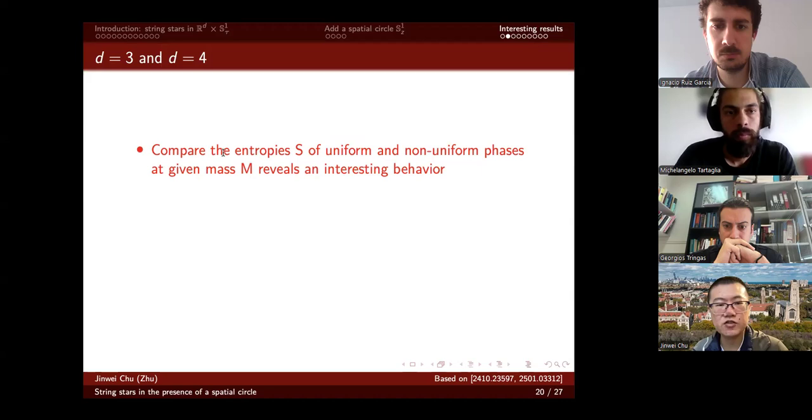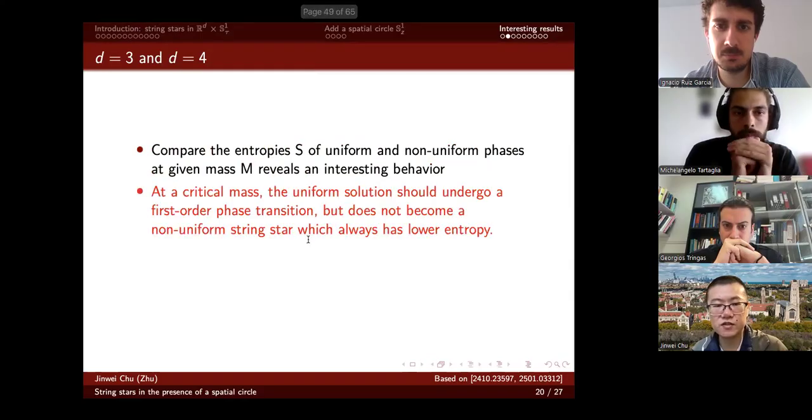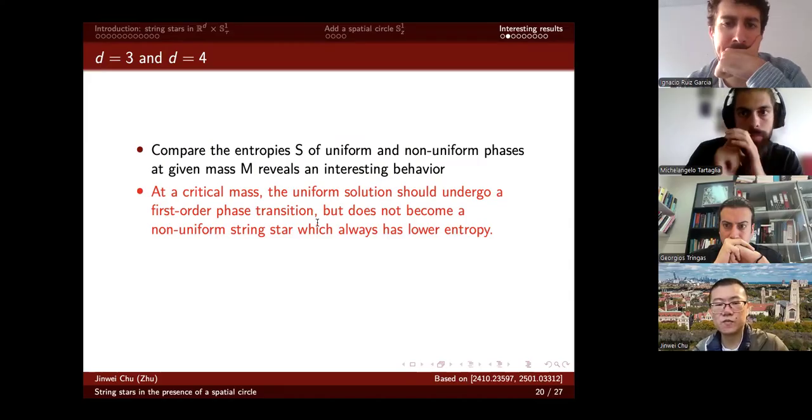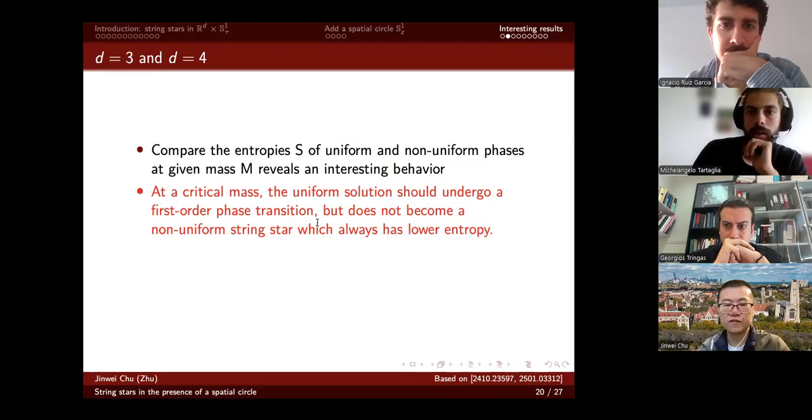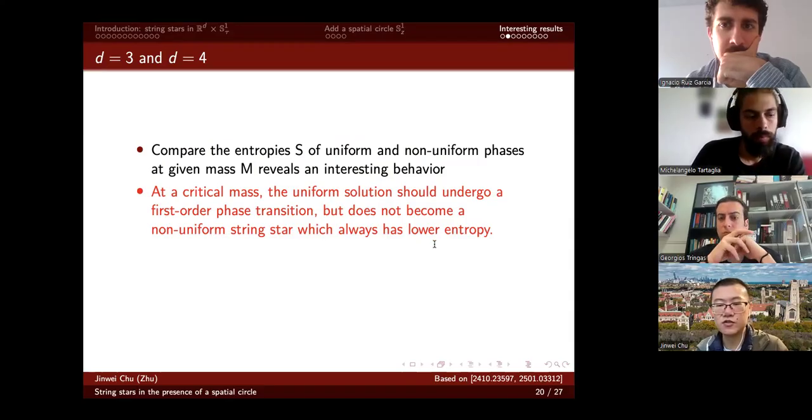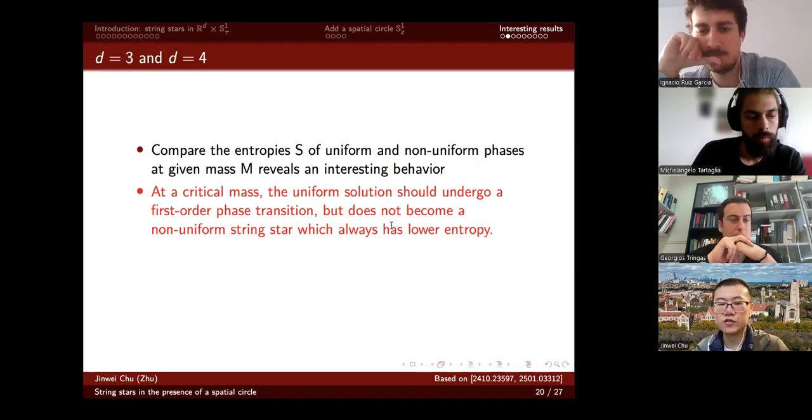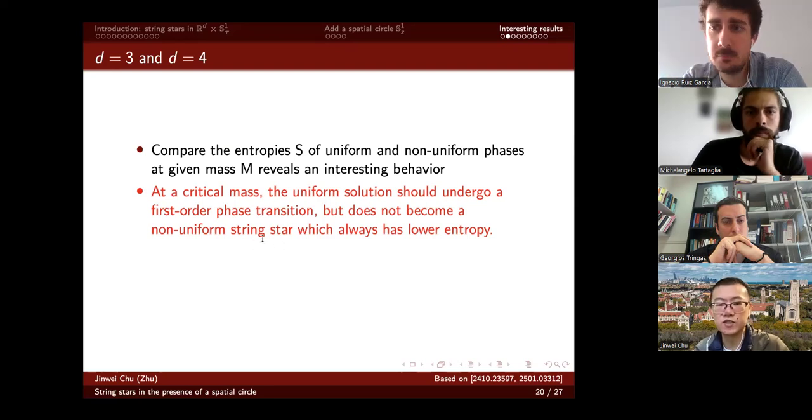So the interesting thing happening in D equal to 3 and 4 is that when I compare the entropies of uniform and non-uniform phases at the same mass, I found something interesting, namely, first, the uniform solution should undergo a first order phase transition at a critical mass. However, if I look at the whole non-uniform branch, it always has a lower entropy than the uniform branch. So the uniform string star cannot transition into the non-uniform string star. Then the puzzle is which phase can the uniform string star transition into?